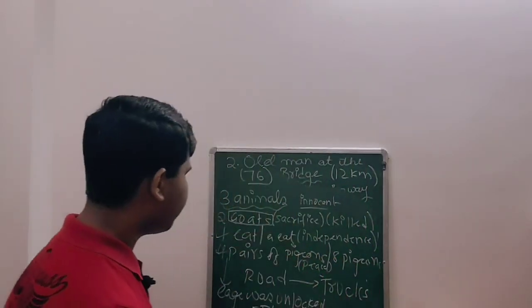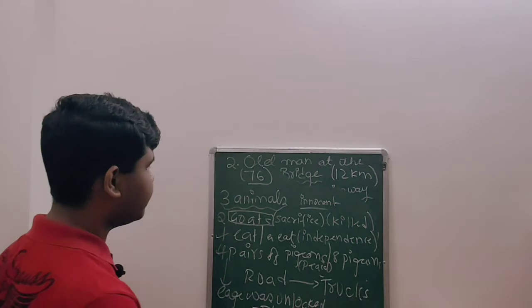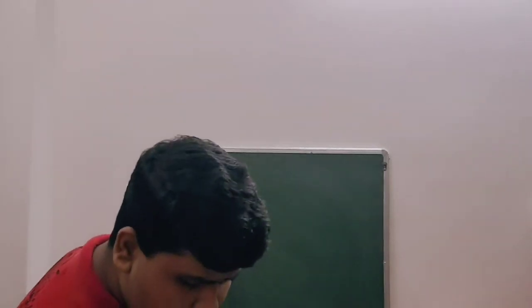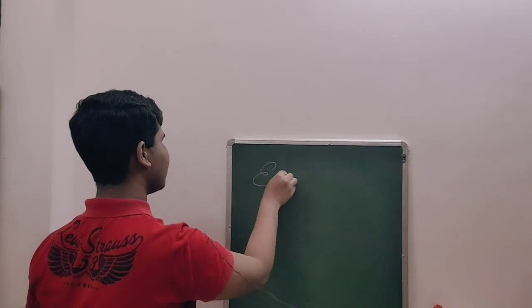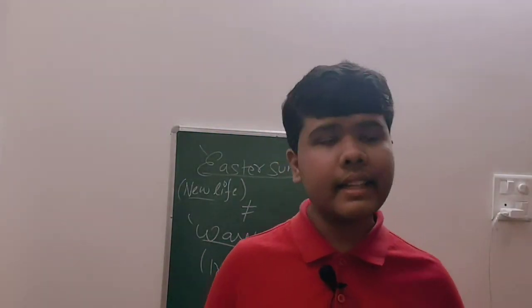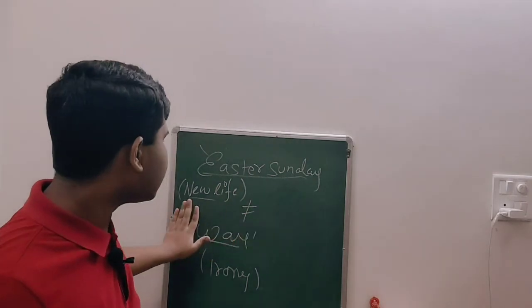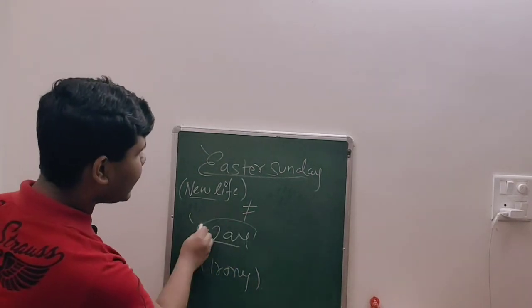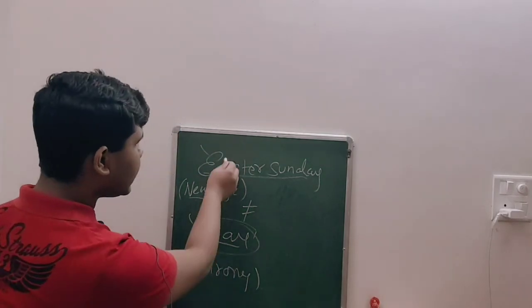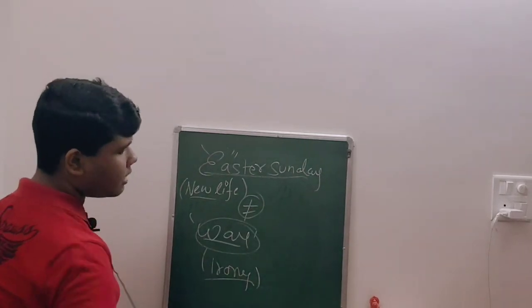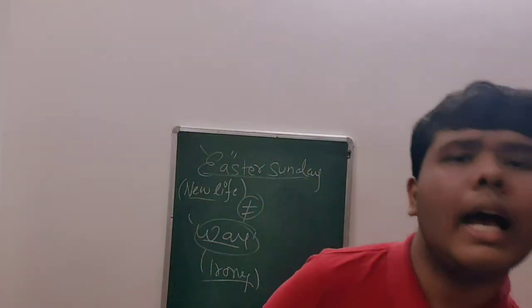It was Easter Sunday. Now again there is an irony used over here. What is the irony? It was Easter Sunday, and Easter Sunday symbolizes new life. It is the day of the resurrection of Jesus Christ, and on the same day there was a war taking place. These two are unequal to each other, so it is an irony. What do we call an irony? When two dissimilar things are placed together.